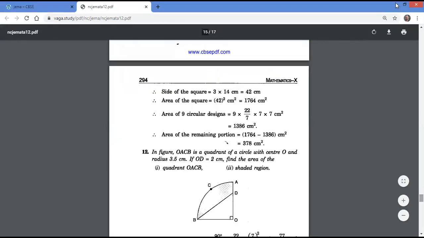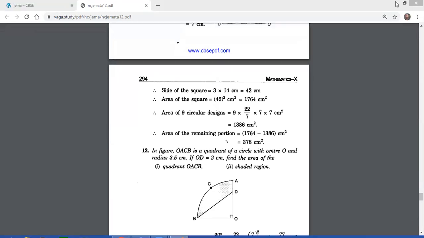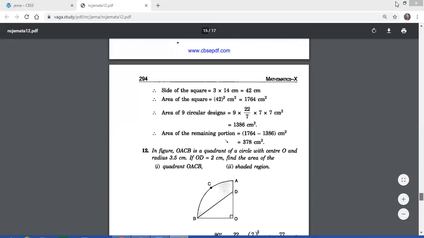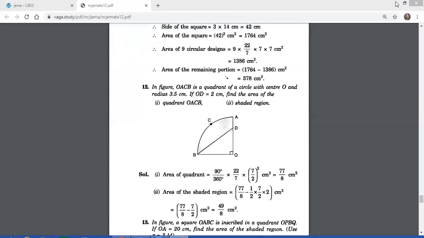Question number 12. We have question number 12 with us here. This is OACB, a quadrant. Quadrant is 1/4 of a circle. Radius is given 3.5. OD is given 2, so this distance is 2.0 centimeter. This distance, the radius, is given 3.5 centimeter.